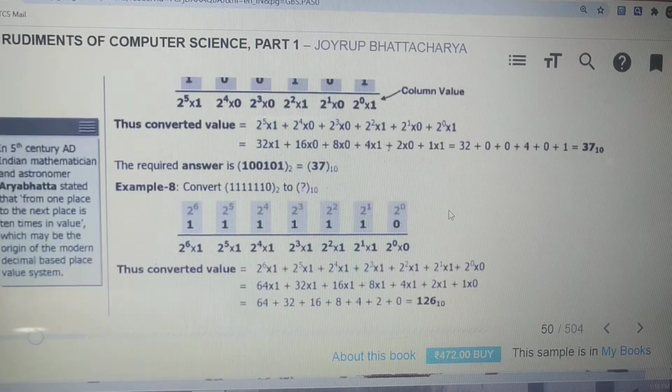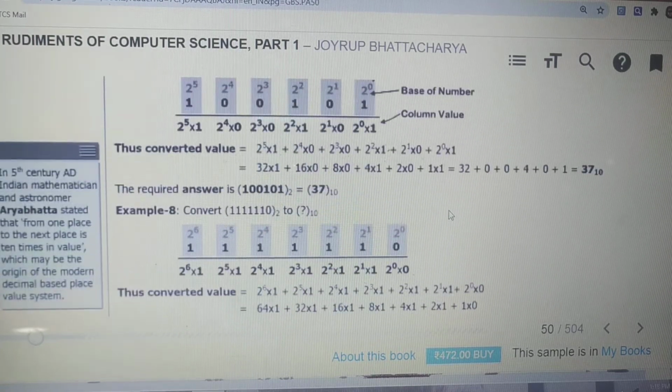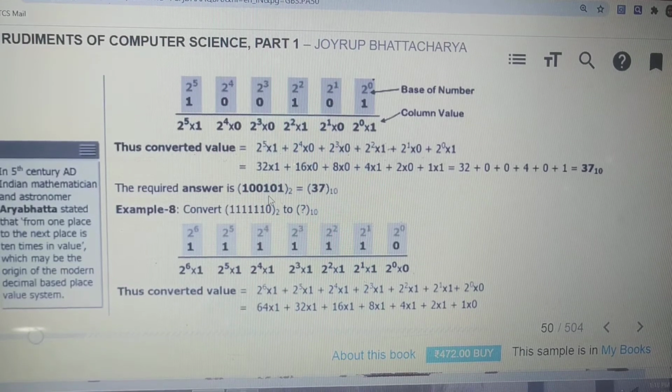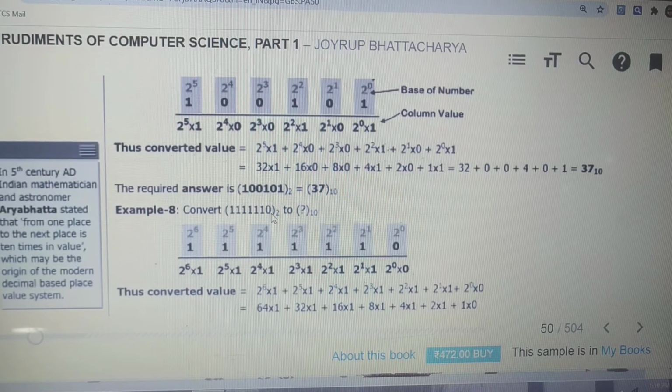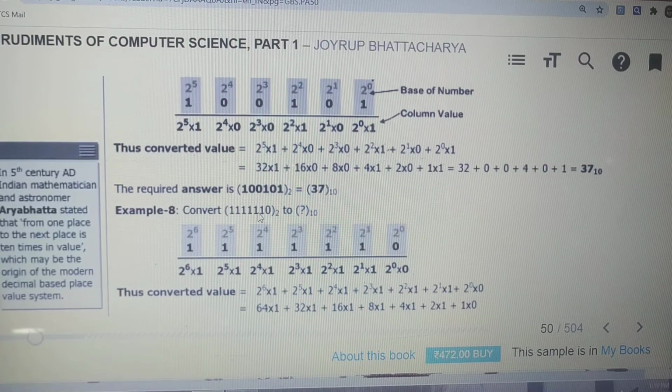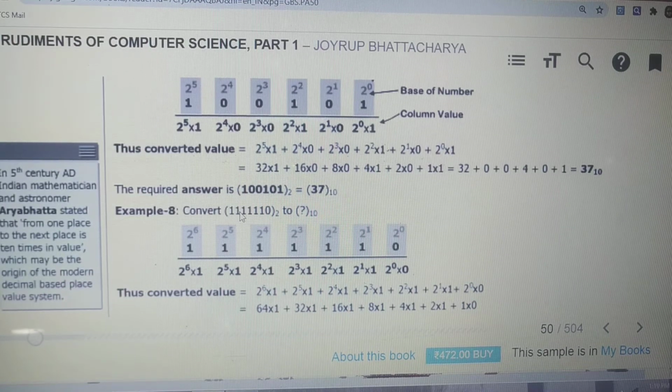Another example is given. First we find out the positions: 0, 1, 2, 3, 4, 5, 6. The first digit 0 is multiplied by 2 to the power 0, then 1 is multiplied by 2 to the power 1, again 1 by 2 to the power 2, again 1 by 2 to the power 3, then 2 to the power 4, 2 to the power 5, and 2 to the power 6.